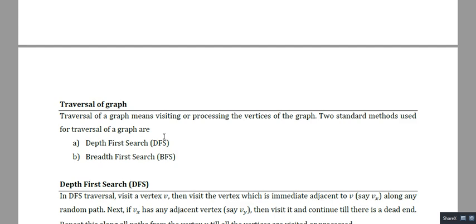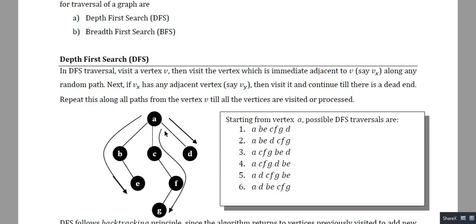One is DFS and another is BFS, right? So in DFS, what do we do? It stands for depth first search, right? You start from any node, then we try to visit any of its direct neighbors. So it can be either B, C or D. Let's say we are following this neighbor C. If we are following this neighbor C, then we cannot move back, right? We have to reach the maximum depth. That's why it is called depth first search.